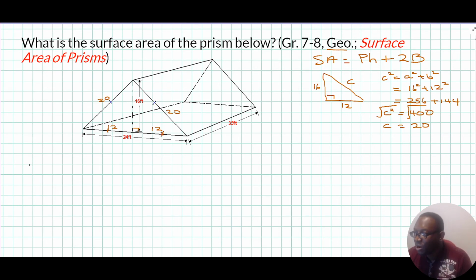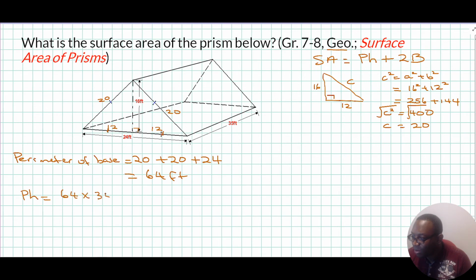So let's look at the perimeter of the base. The perimeter of the base is equal to 20 plus 20 plus 24. 20 plus 20 is 40, and 40 plus 24 is 64 feet. Now we want to find Ph. Ph is going to be 64 multiplied by 35. Let's go ahead and do that here.